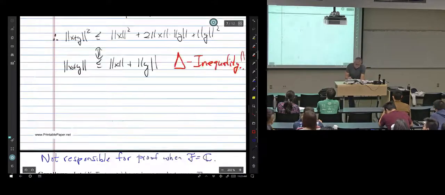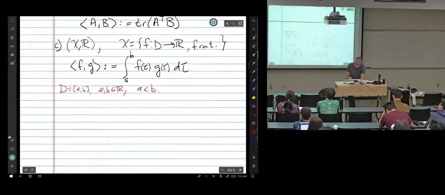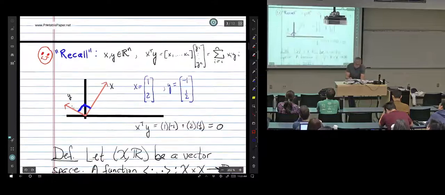Jump to orthogonality. Okay, so we've got a lot of power here. We see the inner products give norms. I'll fix this before it goes up on the lecture.